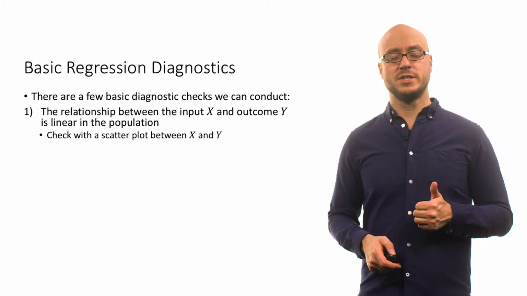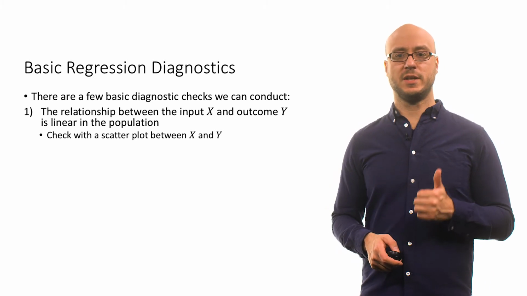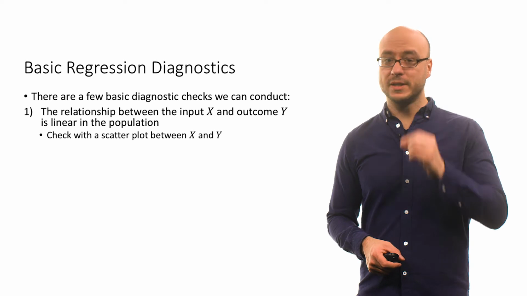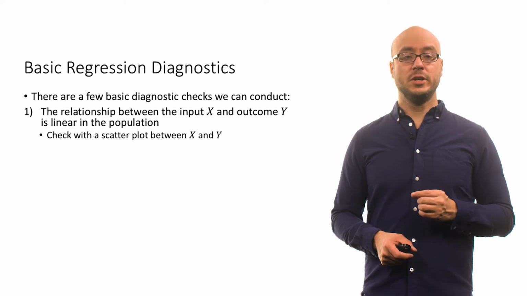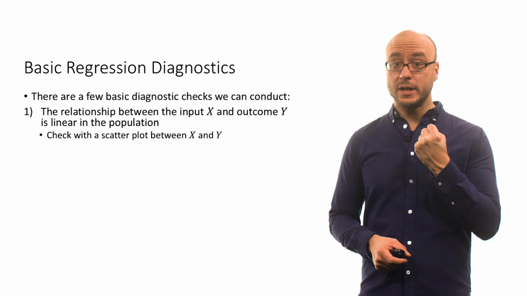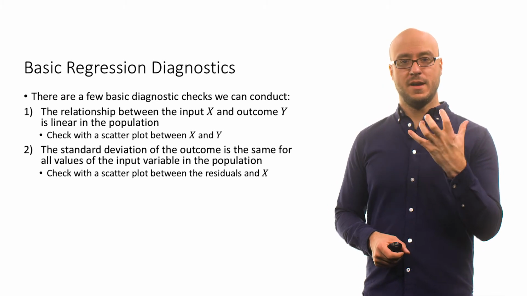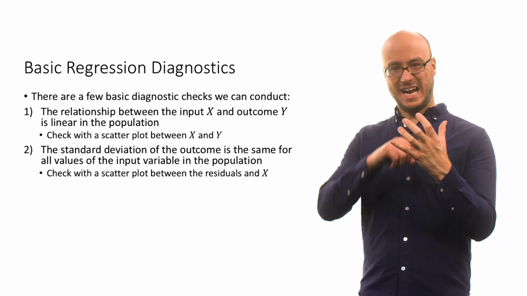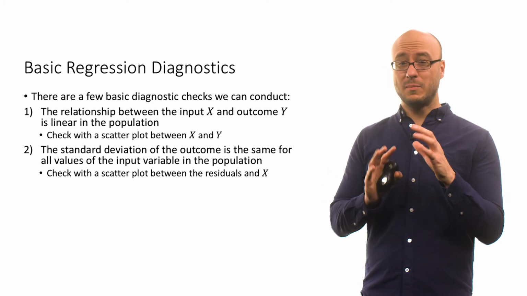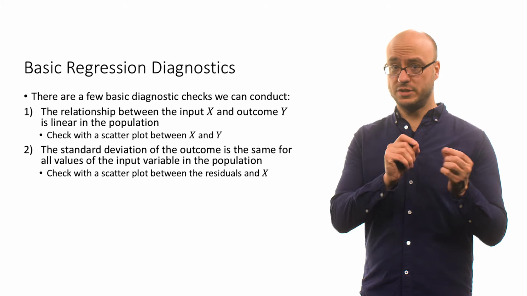First, the assumption is that the relationship between the input variable x and the outcome variable y is linear in the population. What we can do is, based on the sample of data, check a scatter plot between x and y. If our sample data is highly nonlinear, we might be a little bit concerned about making that assumption in the population.